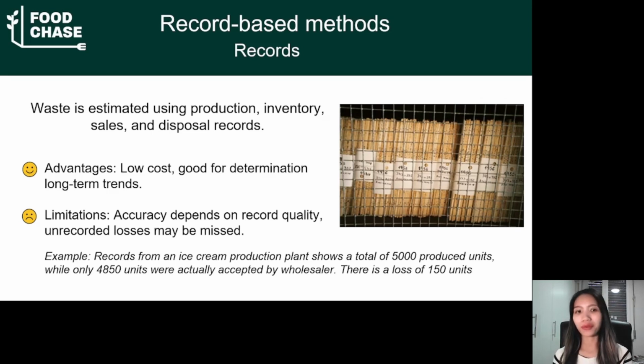For example, the records from an ice cream production plant show a total of 5,000 produced units, while only 4,850 units were actually accepted by the wholesaler. So here there's a loss of 150 units of ice cream.